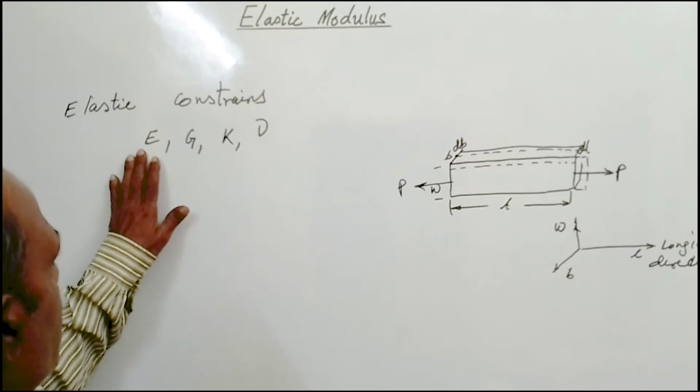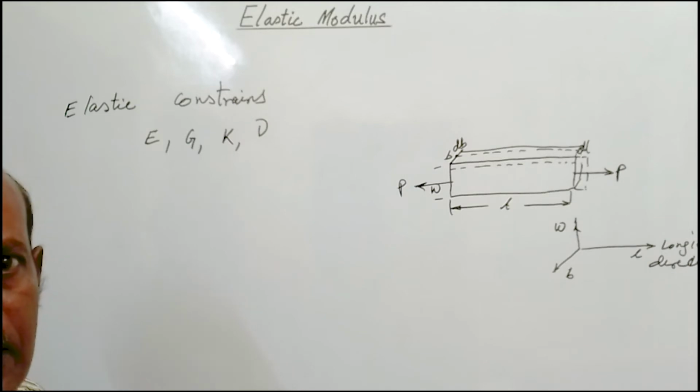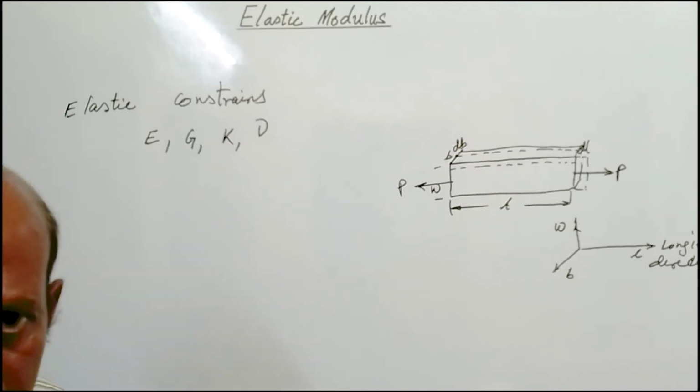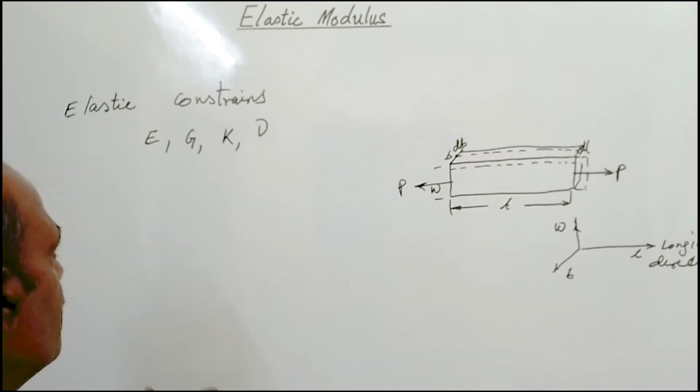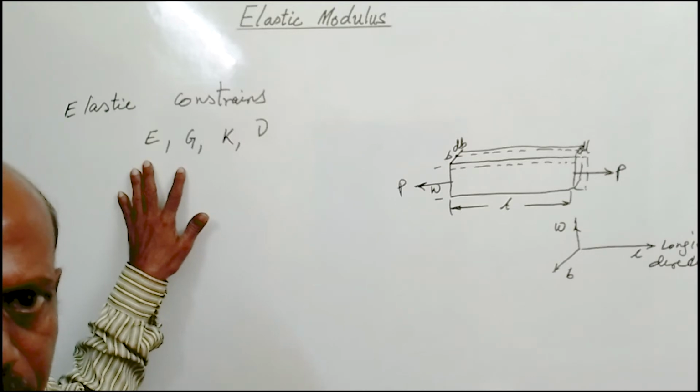If we know any two elastic constants, then for an isotropic material the property can be defined properly or completely.